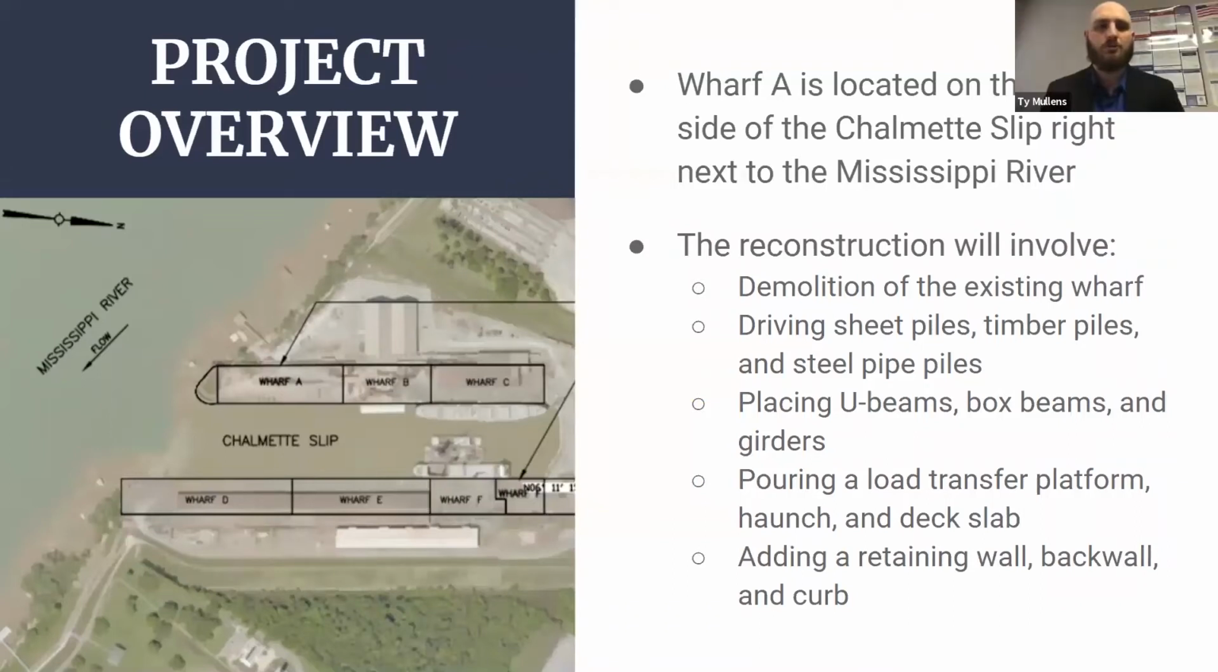We were responsible for estimating and scheduling Wharf A. Our scope of work includes the driving of sheet piles, timber piles, and steel pipe piles, placing U-beams, box beams, and girders, pouring a load transfer platform, an overall slab, and finally pouring a retaining wall. We will be going into more detail on all of these activities throughout the presentation.